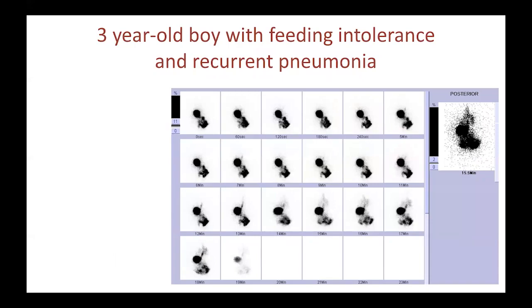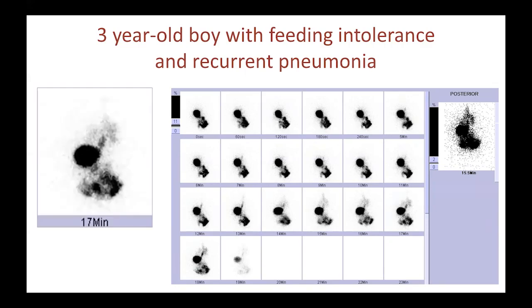Here, for example, is a 3-year-old boy with feeding intolerance and recurrent pneumonia. We can see that at the time of imaging, there's a large quantity of tracer already in the stomach. And then over time, we see increased tracer in the chest. And if you look closely, this is in fact tracer accumulation in the trachea and bronchi, telling us that saliva has entered the airway. However, this patient was found not to have aspiration, but in fact had a previously undiagnosed tracheoesophageal fistula.